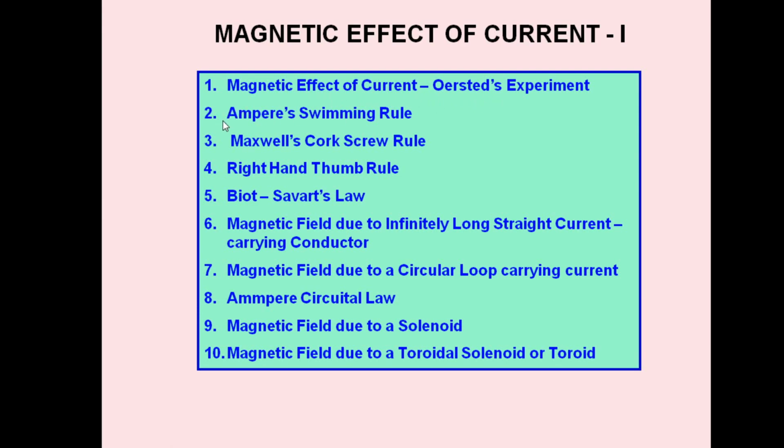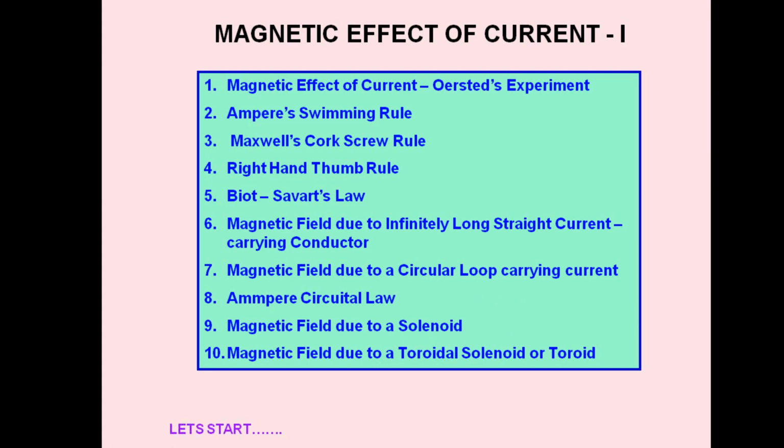Then we have three rules: Ampere's swimming rule or Maxwell's corkscrew rule and right hand thumb rule to identify the direction of magnetic field. Then a very important rule, Biot-Savart's law and its application in the form of magnetic field due to an infinitely long straight current carrying conductor and magnetic field due to a current carrying circular loop. Then another important rule, Ampere's circuital law, and magnetic field due to a solenoid and magnetic field due to a toroidal solenoid or toroid we will study here.